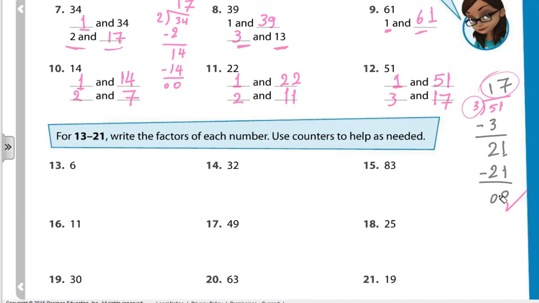Muhammad Sultan. Here. Okay, Muhammad, the same question. We need the factors of 6. 1 and 6. Excellent. 2 and 3. Excellent.